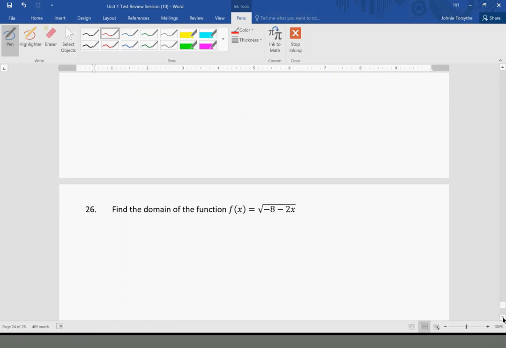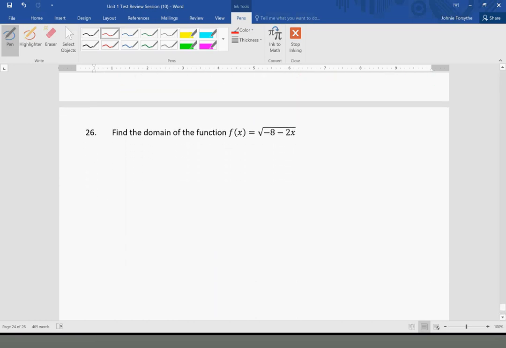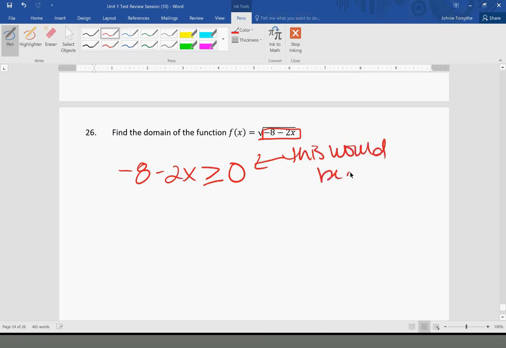Okay, then the other scenario is if we have a square root. So you don't want a negative value under a square root. That's going to give you an undefined answer. So to get the domain of this type of function, let's take what's under the square root and set it greater than or equal to 0, because this would be okay. So if we solve that, that will actually give us the domain.